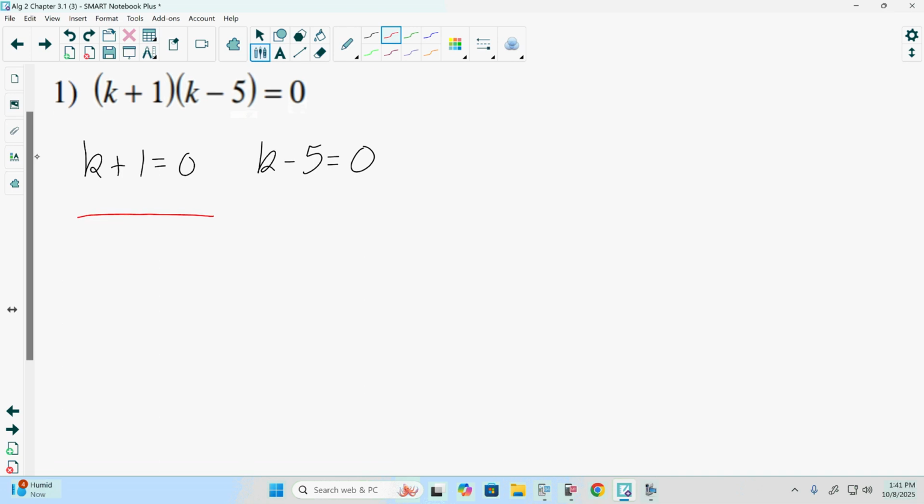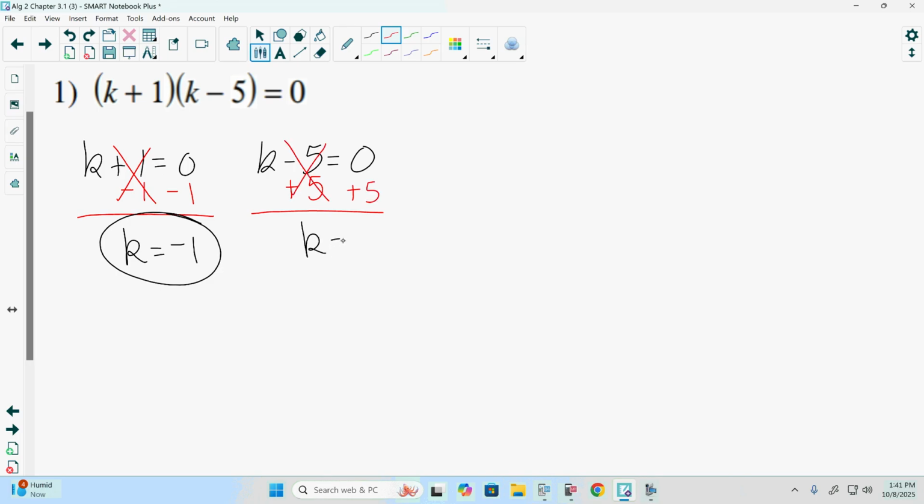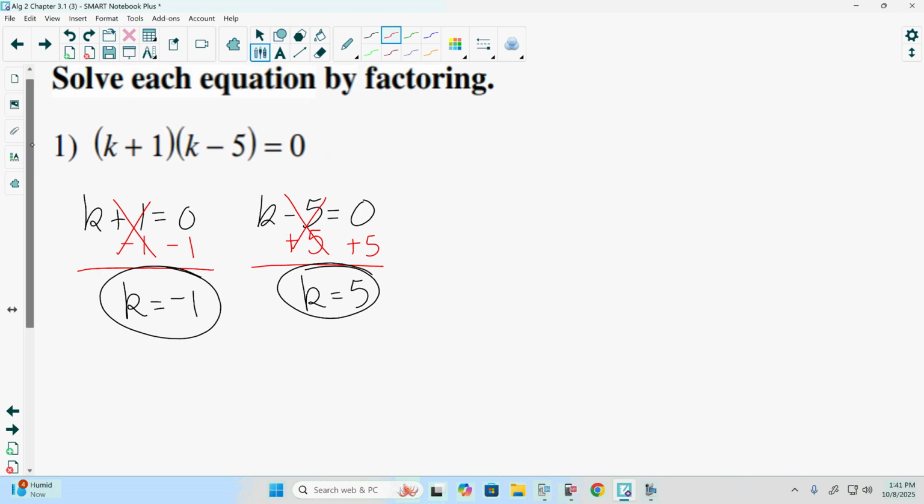So with k plus 1, first thing we'd have to do is subtract 1 from both sides, because 1 minus 1 would be 0, leaving us with k. And 0 minus 1 is negative 1. So one of our solutions is negative 1. For k minus 5, first thing we can do is add 5, because negative 5 plus 5 is 0, leaving k by itself. And 0 plus 5 is 5. So our two values of k that would make this be 0 are negative 1 and 5. And that's it.